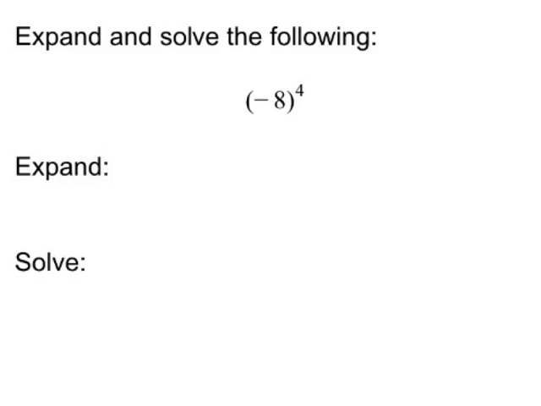This next problem is expanding and solving as well, except this time my exponent 4 is positive and my base negative 8 is negative. So because my exponent is positive, I know I'm still doing multiplication, and since there are parentheses, I know that the negative is included in my base. So when I expand it out, it's going to be negative 8 expanded 4 times because my exponent is 4. So it's negative 8 times negative 8 times negative 8 times negative 8.